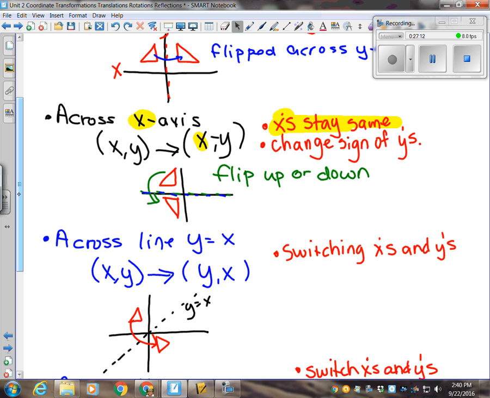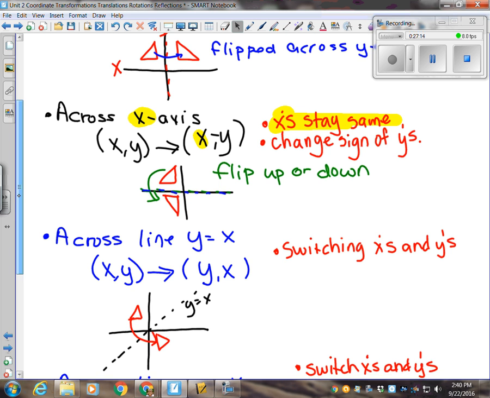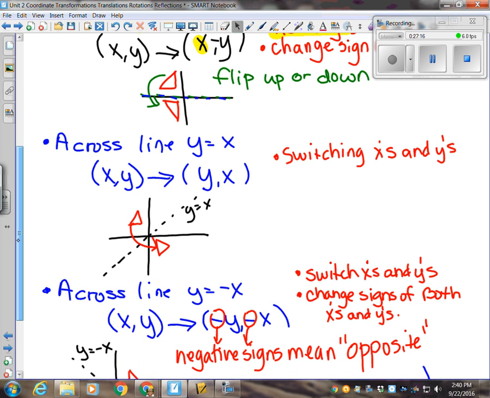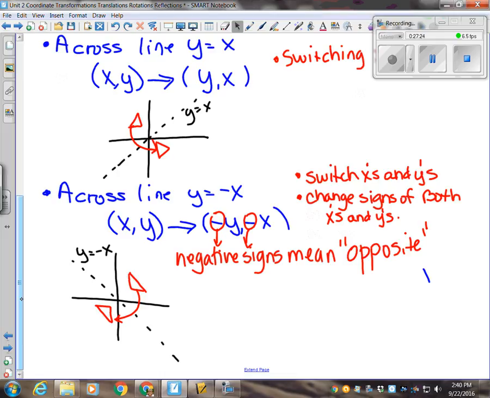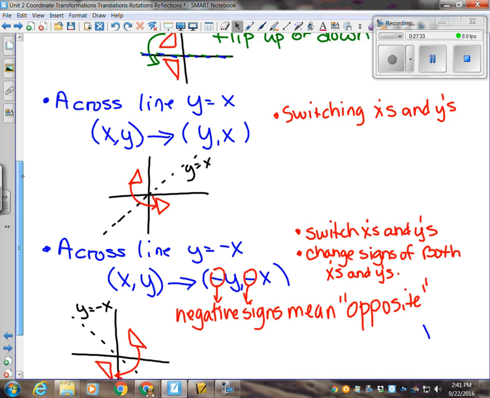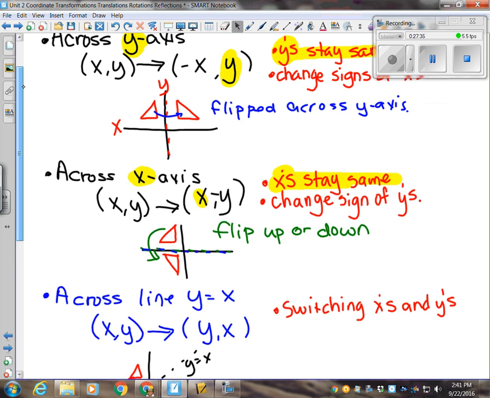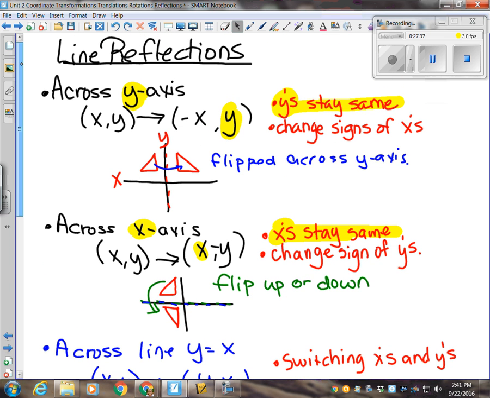You should have this stuff written in your notes. Across the line y equals x, the only thing we do is switch the x's and y's. Remember, you're switching it across a line that's sideways. Then the last one is y equals -x. You're going to switch the x's and y's and change the sign of both the x's and the y's, remembering that your negative sign means opposite. So if you need to pause and look at this section of the video again to jot down anything you might have missed before, please feel free to do so. So these are line reflections.